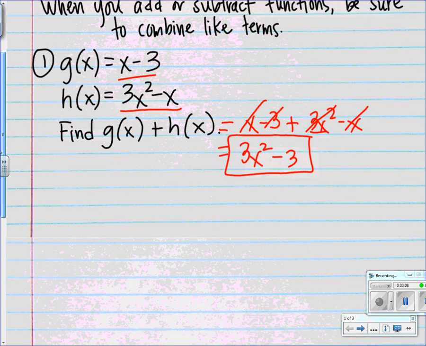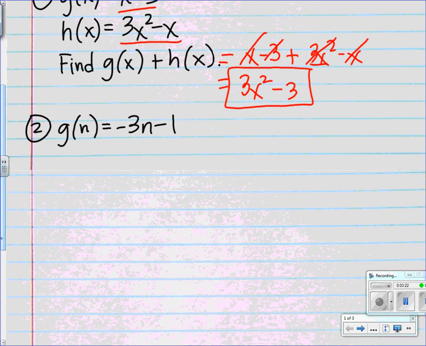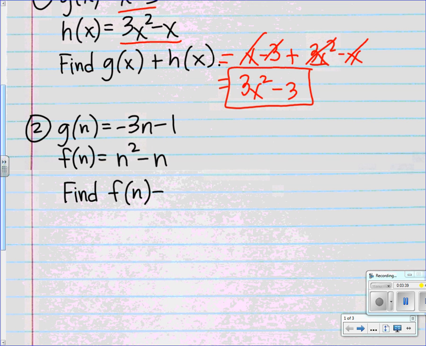Okay, let's do a subtraction. So let's do g of n equals negative 3n minus 1, because it's a function. That's why we have to put that down. And f of n equals n squared minus n. And we are going to find f of n minus g of n.